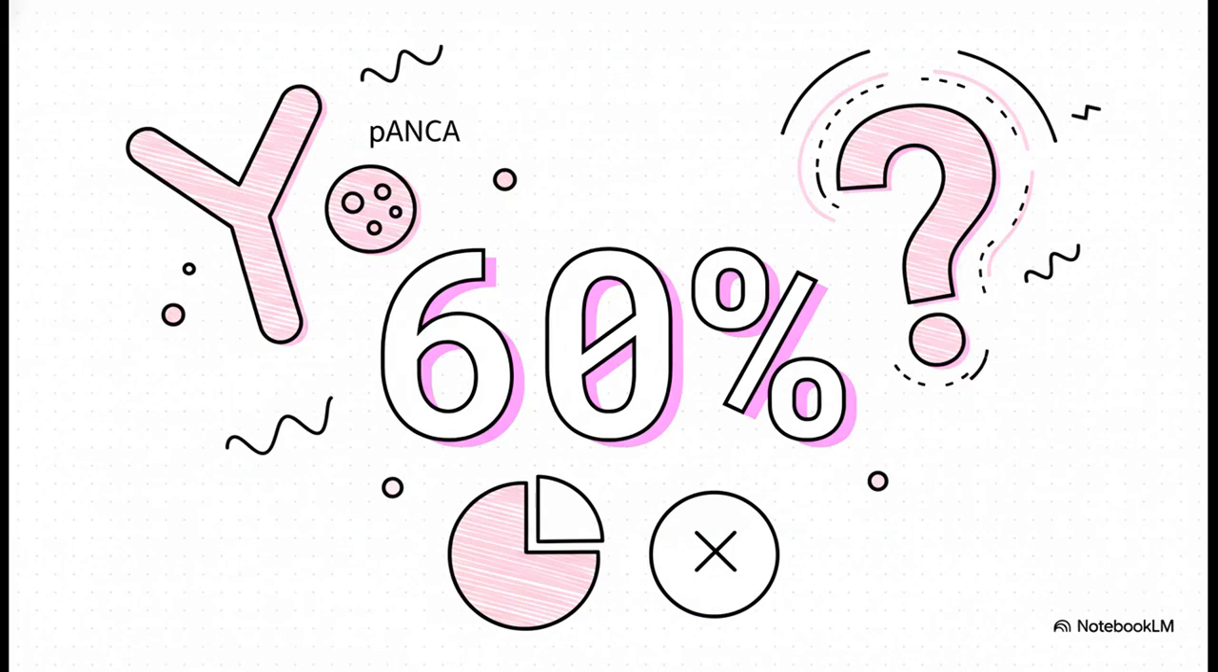Now let's talk serology. EGPA is what we call a pANCA-associated vasculitis. But here's the trap, and it's a classic one. It's only positive in about 60% of patients. You know what that means? A full 40% of people with the disease will be pANCA negative. So please, don't rule it out just because the test is negative.